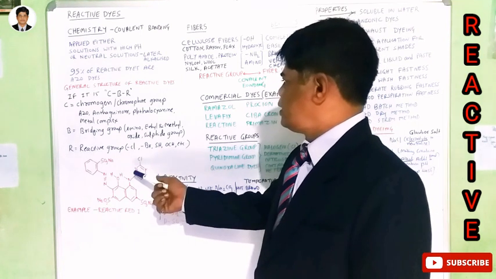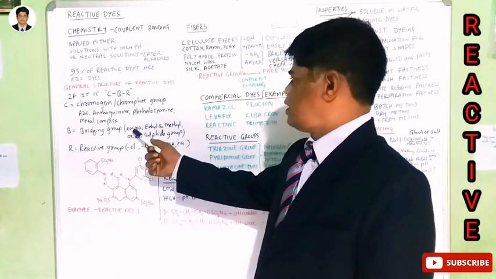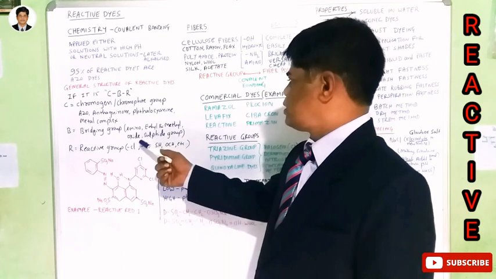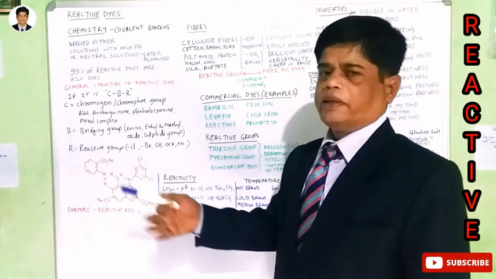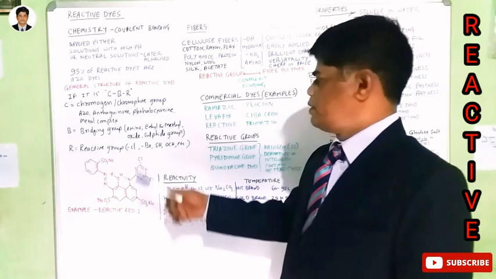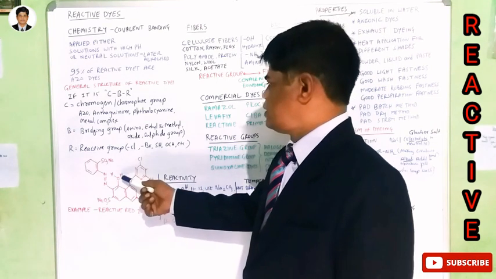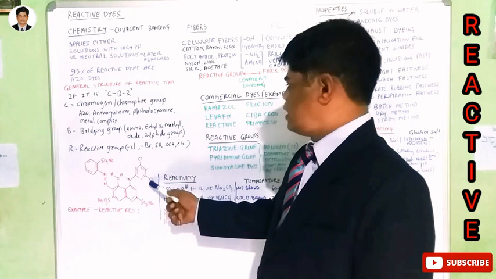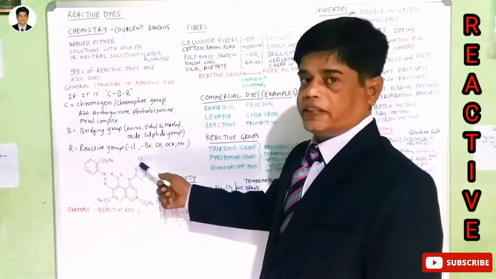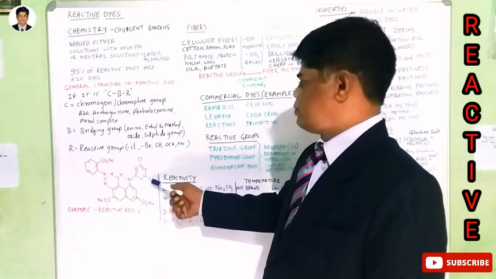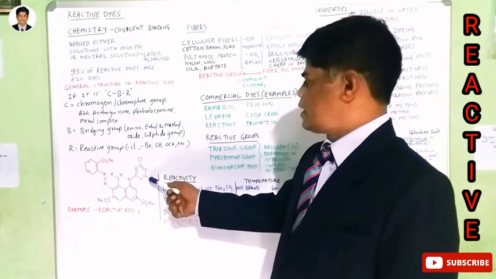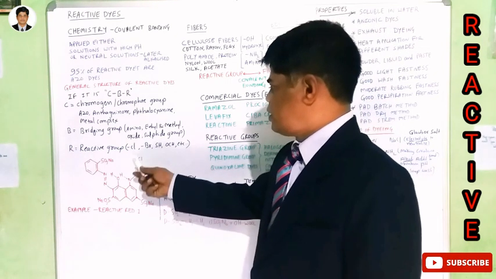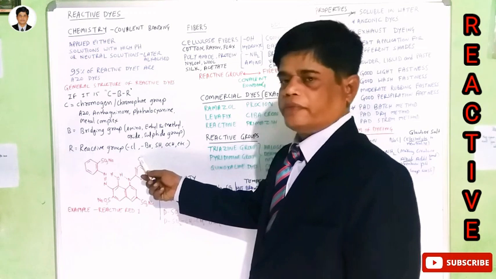This can be an amine, ethyl, methyl, oxide, sulfide, whatever group. It depends on the color and will change. In this case, NH is the bridging group. And another thing is Cl, that is chloride. This chloride part is a reactive group. This part is the reactive group.